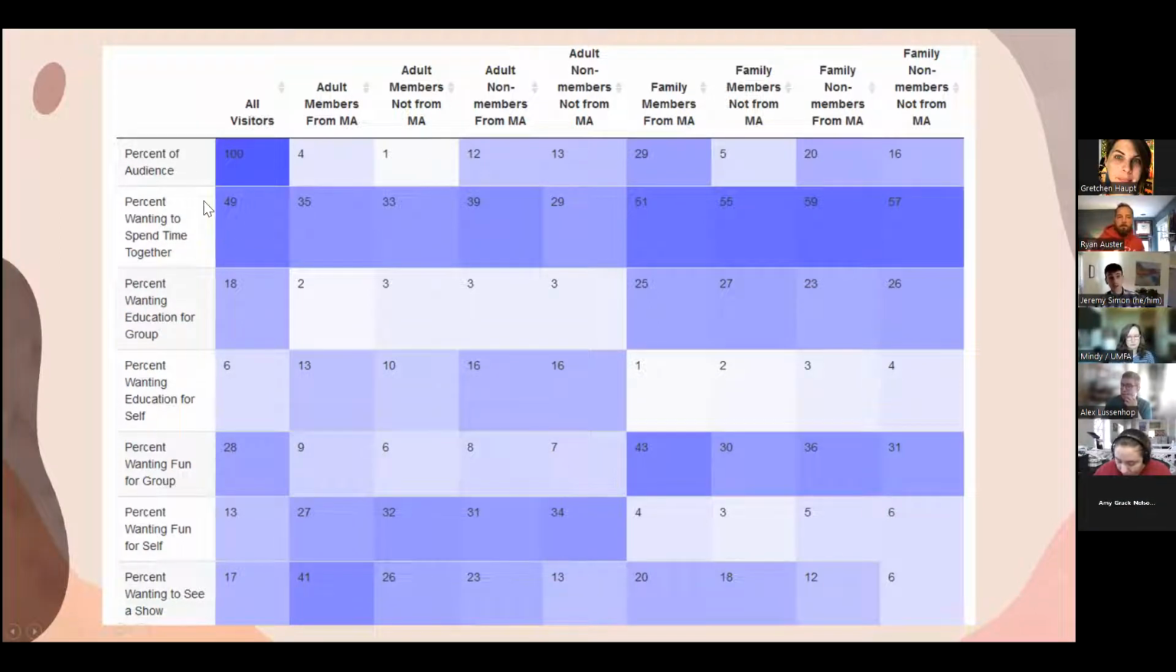But then you can look into all these motivations for being there, and you see families are much more likely to be there because they want to spend time together than groups that don't have kids. Families are much more likely to be there because they want their group to have fun, and way more likely to be there because they want to educate the group. There's a very clear divide in the motivations for groups with children and groups without. And adult members from Massachusetts are much more likely to be dropping in just for a show. We'd probably suspect this, but it's really nice to have some clear variables with which to break down the data, since there's a lot of it.